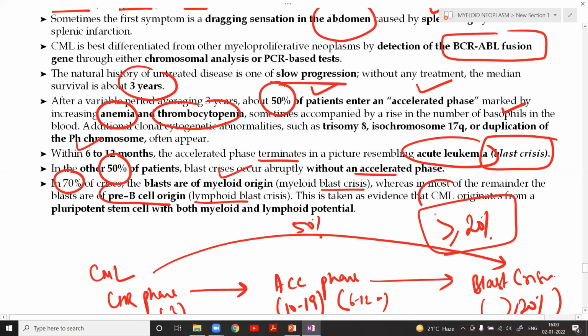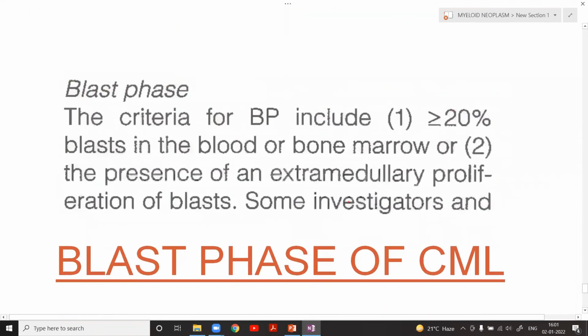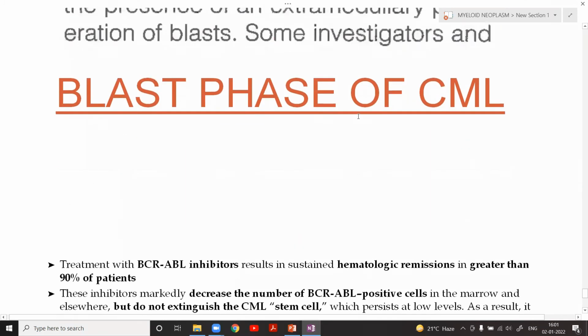That is why we say that CML originates from pluripotent hematopoietic stem cells with both myeloid as well as lymphoid potential. Very, very important concept to understand. So CML is arising from pluripotent stem cells, and such stem cells ultimately can give rise to blasts of either myeloid or lymphoid series. That is why they are called pluripotent stem cells. Now the blast criteria, as I already told you, is the presence of more than or equal to 20% blasts either in the blood or in the bone marrow. And the second thing is the presence of an extramedullary proliferation of blasts. If it is there, it is also indicative of a blast phase of CML.